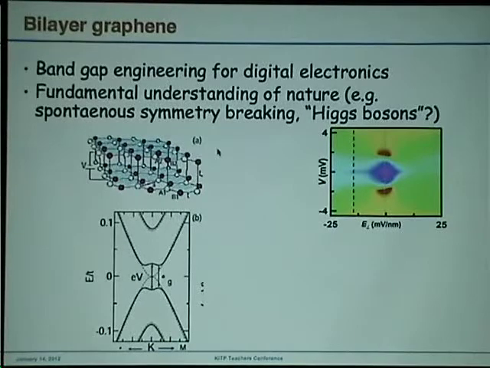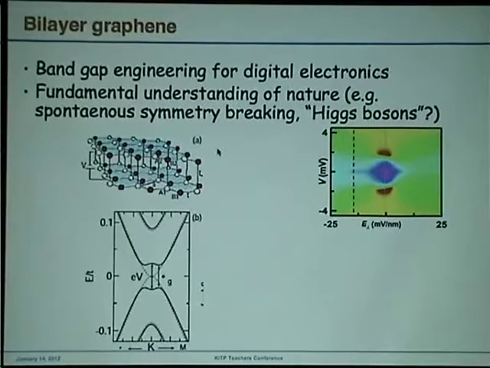Okay, bilayer graphene. Why do we start with single layer and go to bilayer? Bilayer is interesting for its own sake. For example, we want to open a gap for digital electronics because single layer graphene is gapless. In bilayer, by applying an electric field, we can open a band gap. Another interesting thing is the fundamental understanding of nature. For example, it's possible we can see spontaneous symmetry breaking in bilayer. This is a similar mechanism to the Higgs boson.